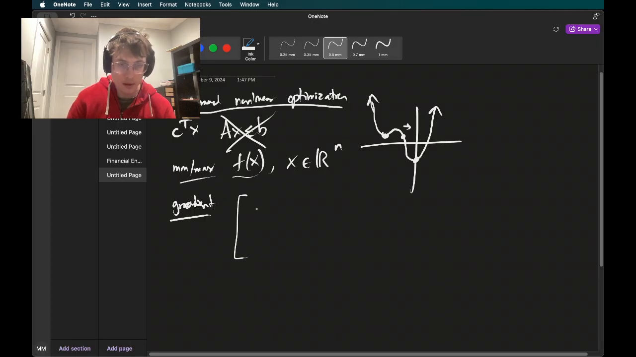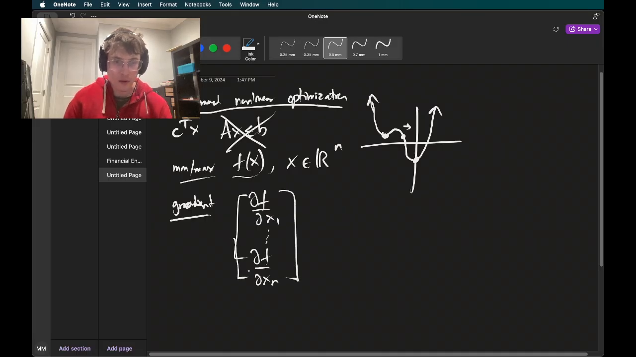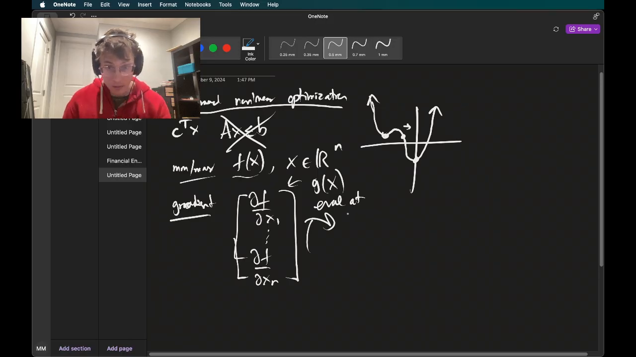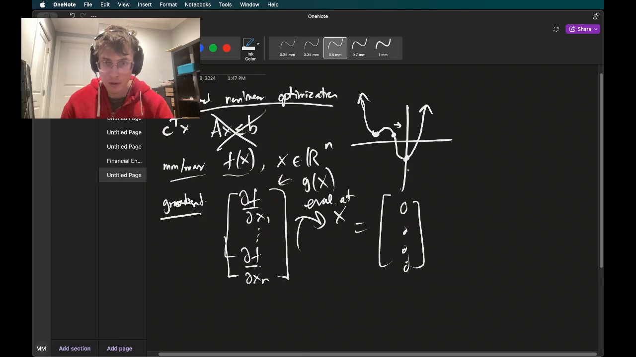So the gradient is a column matrix where we take the partial derivative of f with respect to each of the variables. All of these are functions of f of x, but we can evaluate it at a point x, and when we do so, if this thing is equal to 0, then we know that the slope, the sort of multivariable slope at the point, is 0, and so that tells us a lot.